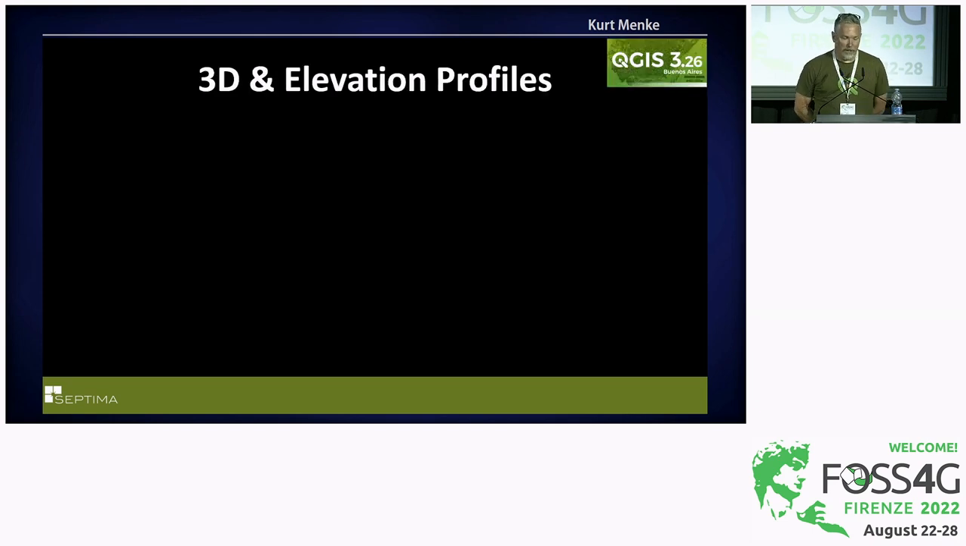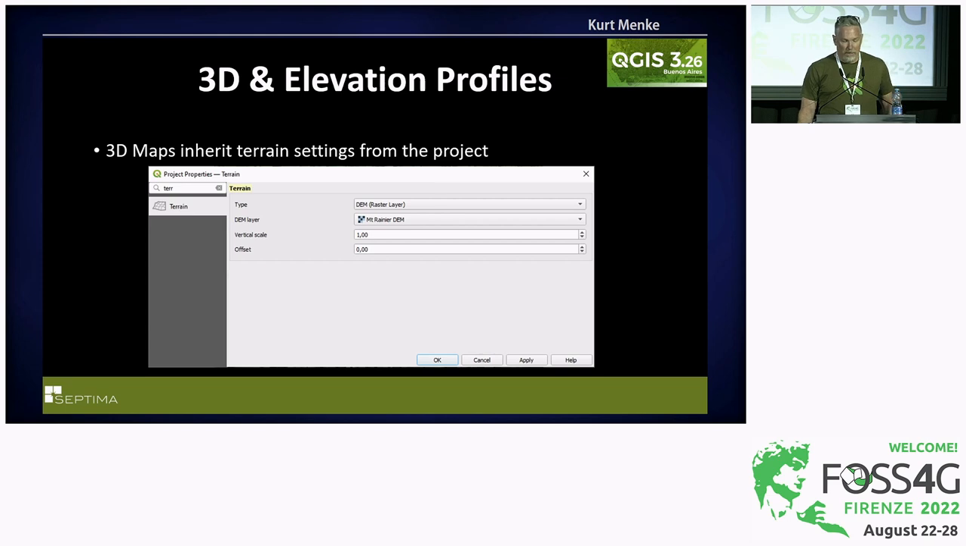The last section I'm going to cover is going to move into 3D and point clouds. These are some of the more exciting features, I think, that have come out in the last year. So to start with, if you open up project properties in QGIS now, you will have a terrain tab. And you can use this to set project level terrain settings. And if you open up a 3D view, it will honor whatever you've set up at this project level.